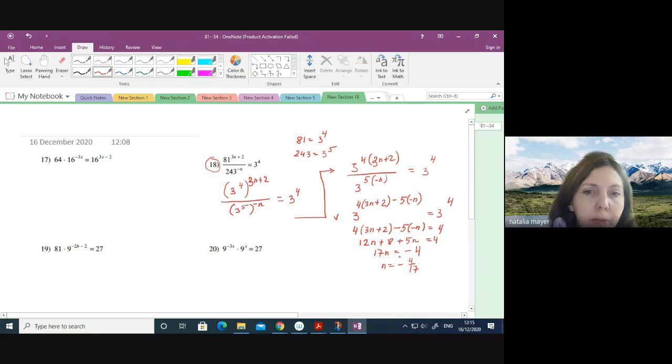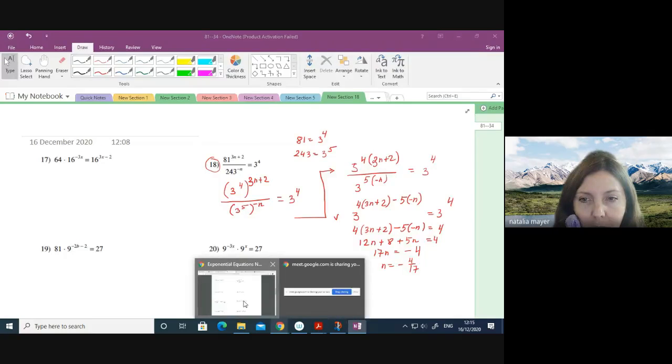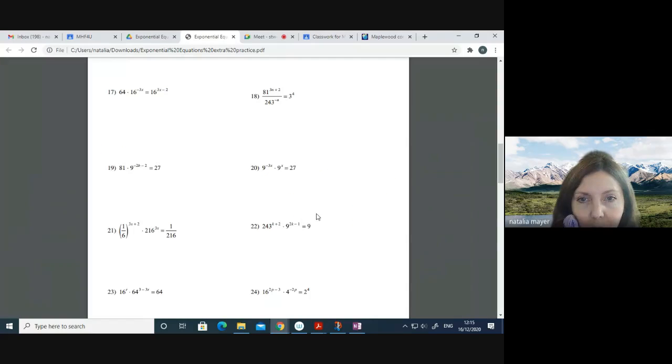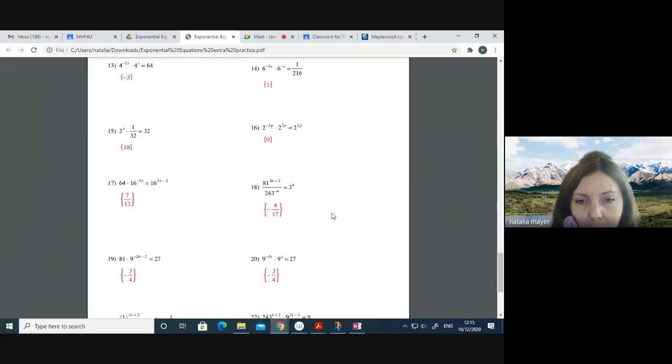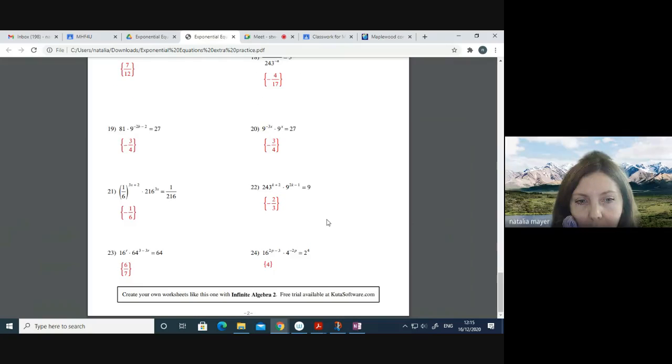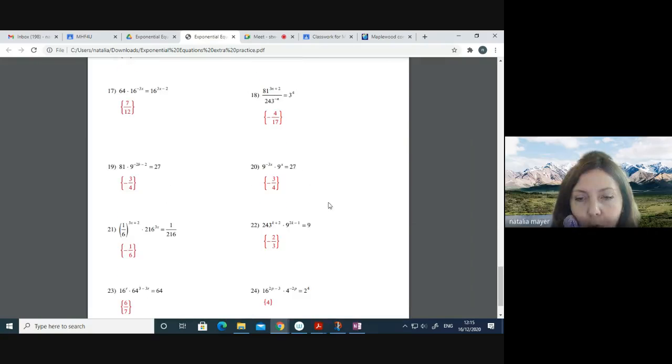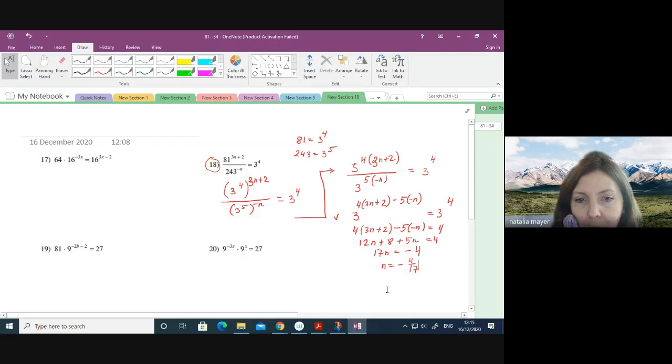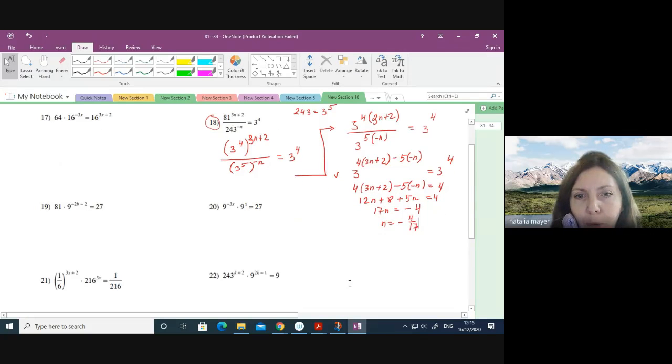And that's it. So this is the solution. Let me just make sure that it's correct. This is question 18. Question 18. Yes, Miss, it's correct. Negative 4 over 17. Okay, so one more example.